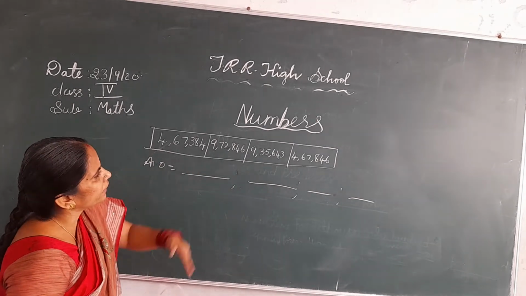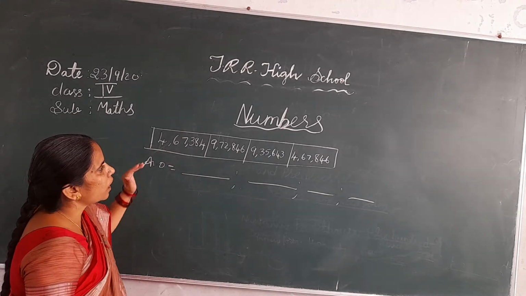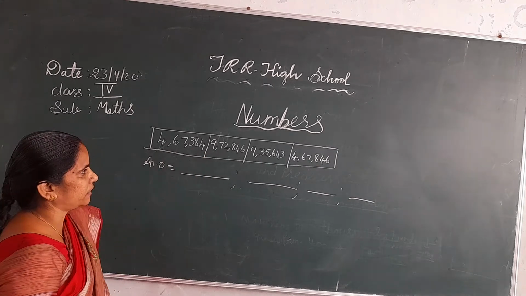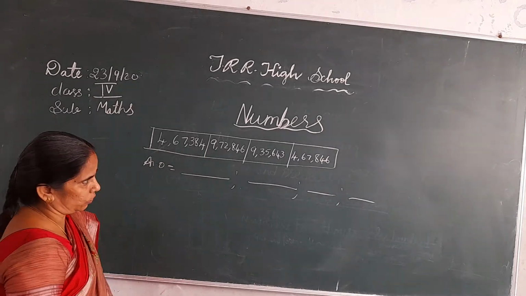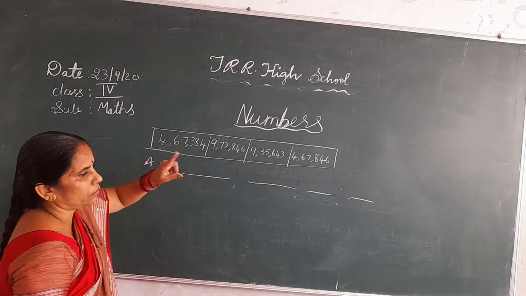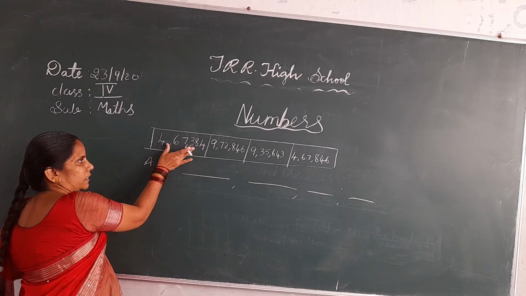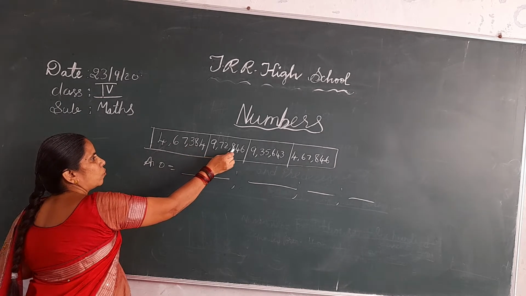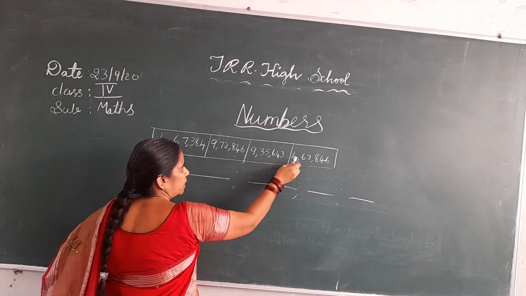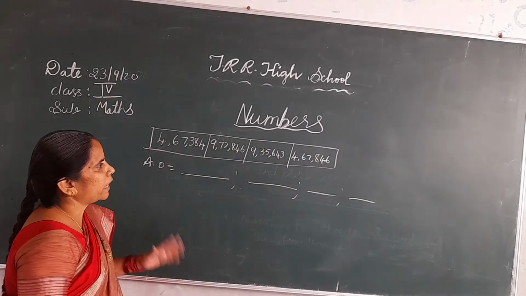But here all are 6-digit numbers only. So how will you recognize which is the smallest one? You must follow the rules. What are the rules? First, count the digits. 1, 2, 3, 4, 5, 6. Here 6 digits are there. Here also 6, here also 6, here also 6. All are 6-digit numbers.